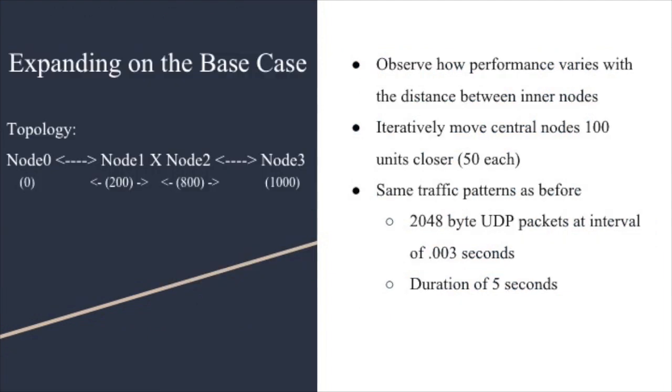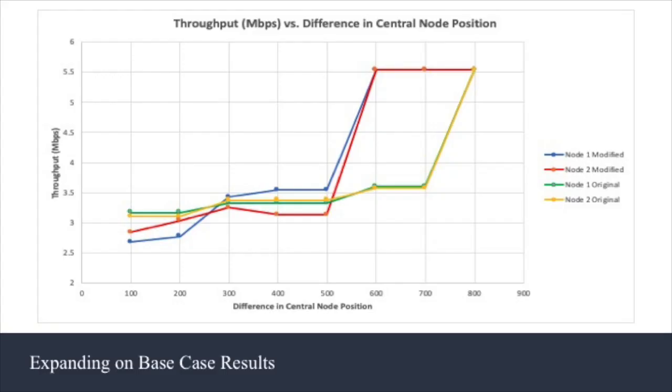So expanding on the base case, we wanted to look at how our performance varied as distance changed between the inner nodes. If we fix nodes 0 and 3 and vary the position of nodes 1 and 2, how does our performance change as the instance of the exposed node problem becomes more severe? Specifically, this translated into iteratively moving the central nodes 100 units closer, and then observing the achieved throughput given the same traffic patterns. And this brings us to some of the results for this experiment.